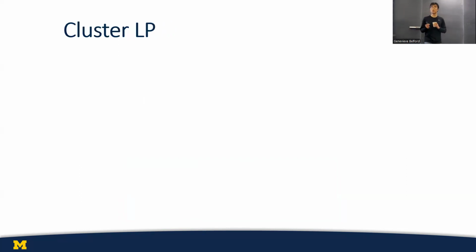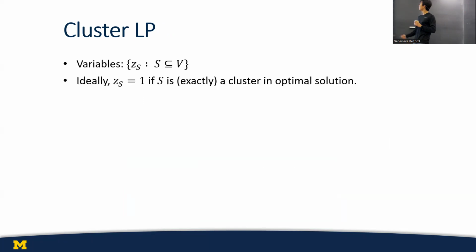But here's our cluster LP. It's a much larger LP. It's going to have 2 to the n variables, 1 for each subset of vertices. For each subset S, I'm going to create a variable called Z_S. The intended meaning is that I want Z_S to be 1 if S is exactly 1 cluster in the optimal solution. So it's not a subset of a cluster or a superset of a cluster. If it's exactly 1 cluster, then I set Z_S to be 1.